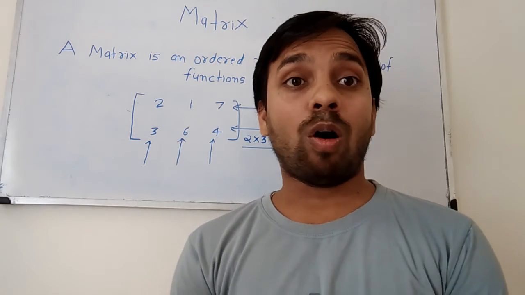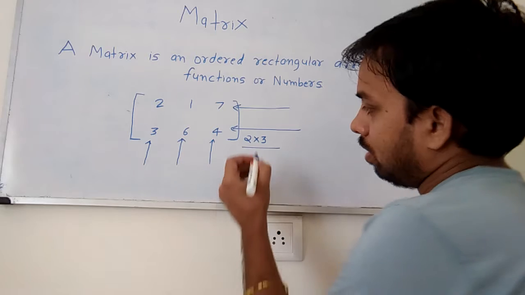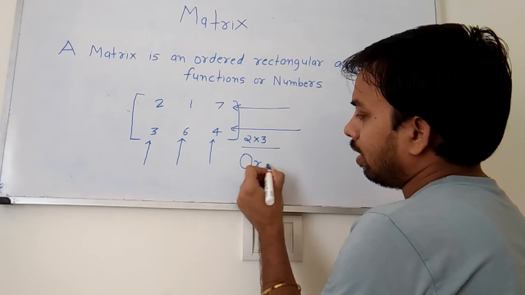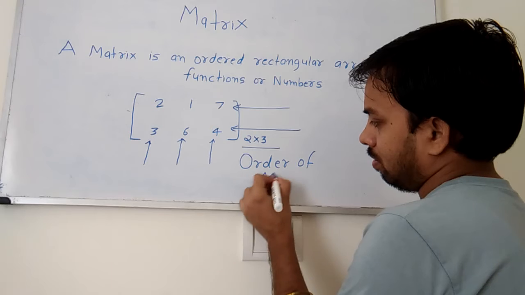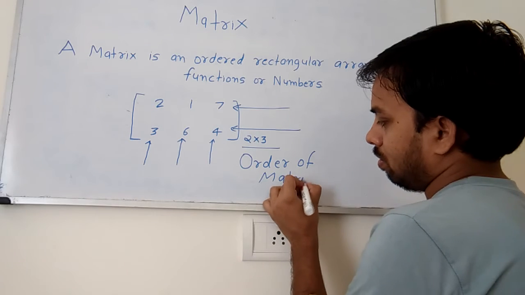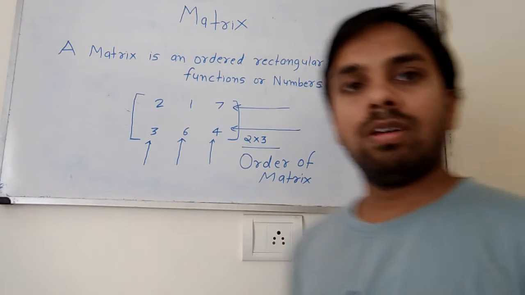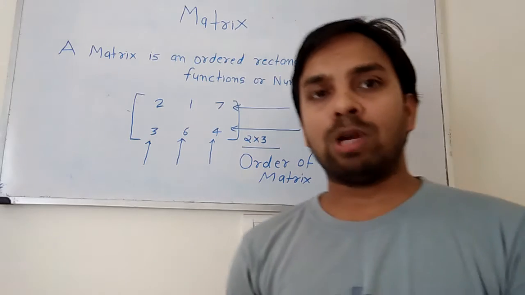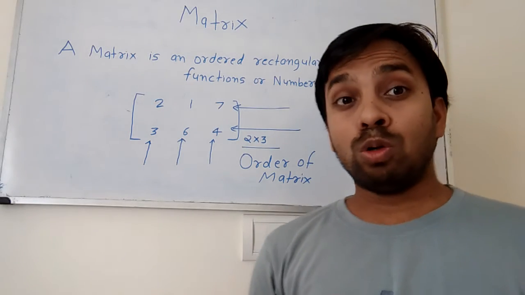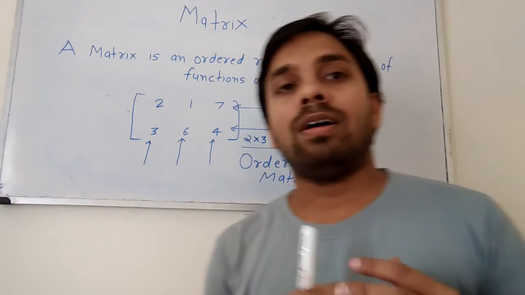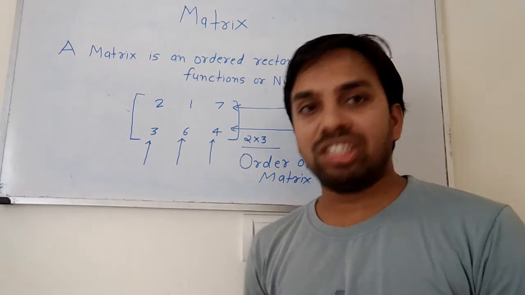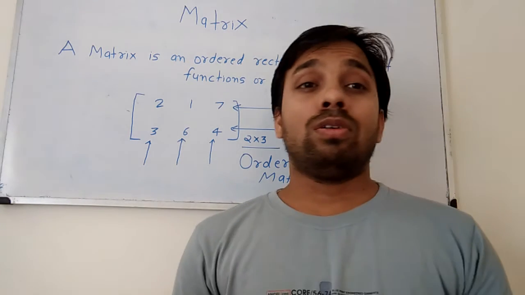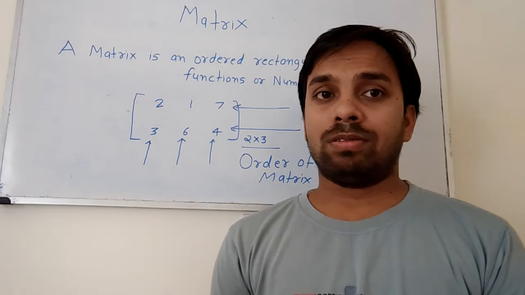What is called the order of matrix? This is the order of matrix. I hope you understood. Knowing the order of a matrix is very important. So this was the definition of matrix and the order of matrix.